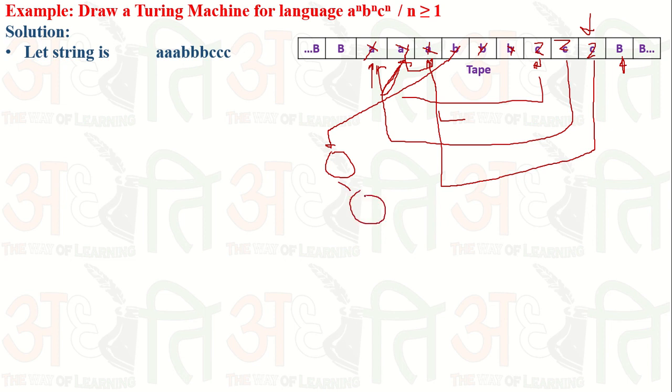So if the number of a is 3, the number of b is 3, and the number of c is say 3, then according to this concept, we reach the final state. And if we reach the final state after scanning all the input string, then the given string is in the given language. So the Turing machine will accept this language. So it is the concept.